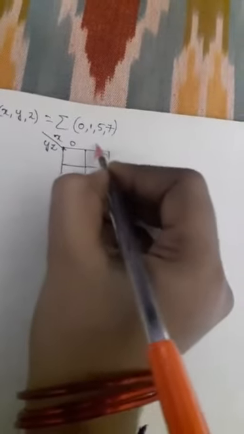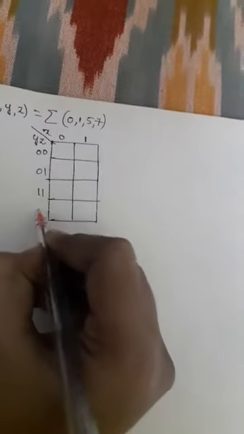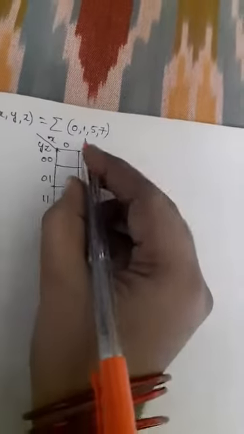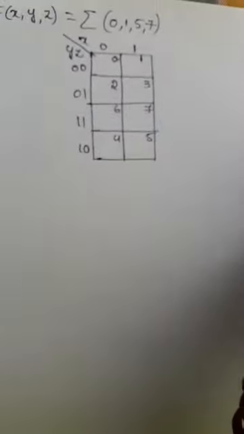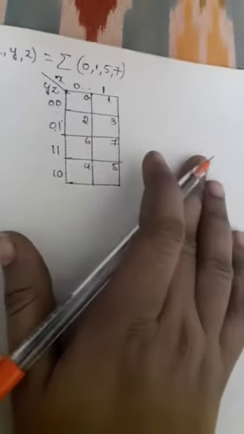Then we get the possibilities 0 1 here, 0 0, 0 1, 1 1, 1 0. Now for grouping the cells, first identify the cell numbers: 0 1 2 3, then 4 5, and 6 7. Depending on those possibilities, you have to write the cell number. So 000 in binary is 0, and binary 001 is 1 in decimal.